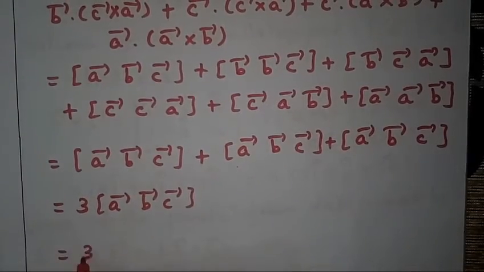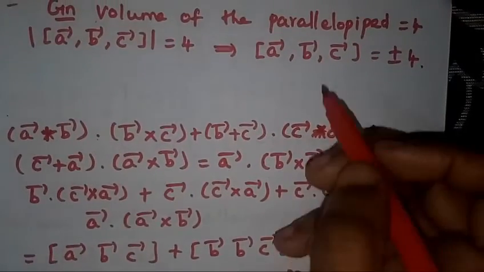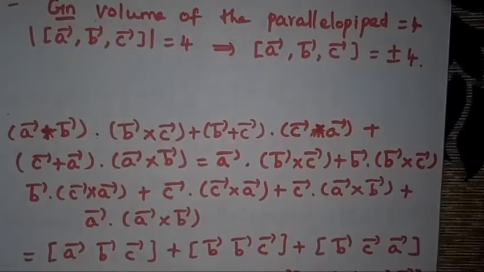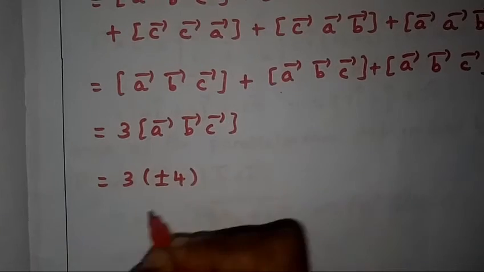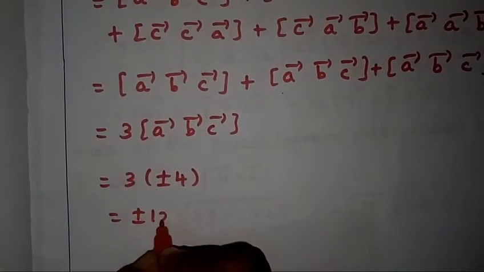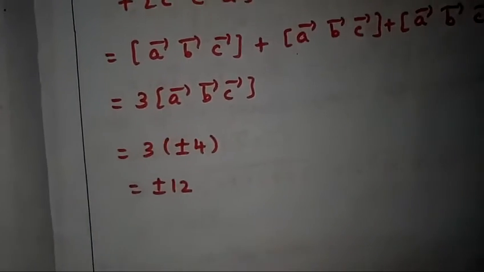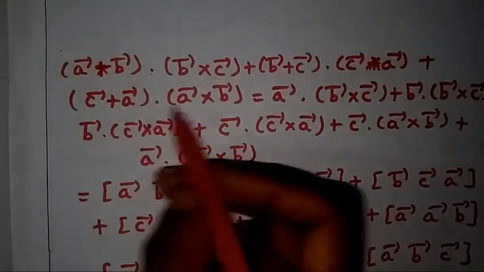It is equal to 3 into, already we found out the value of box product of A vector, B vector, C vector. It is plus or minus 4. So 3 into plus or minus 4 is equal to plus or minus 12. This is the answer, the value of the given question.